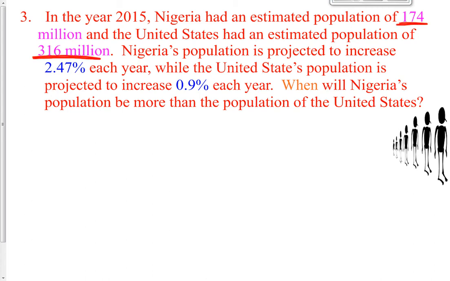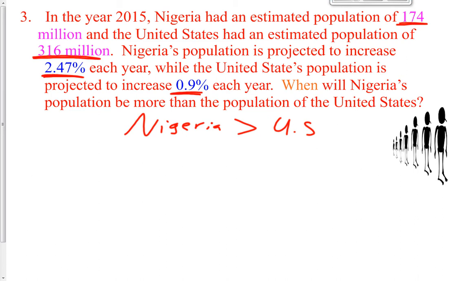Nigeria has 174 million. However, Nigeria's population is growing at a faster rate than ours. They're getting bigger faster than we're getting bigger. So eventually, they're going to have more people than us if these population rates stay the exact same. So the question is, when will Nigeria's population be greater than the United States? That's what we're kind of wondering here.